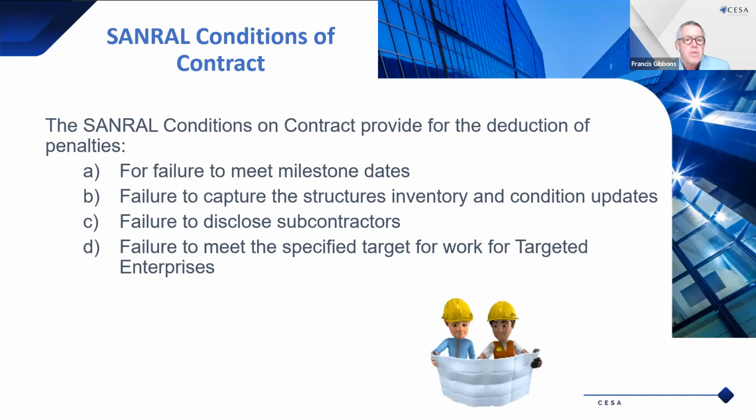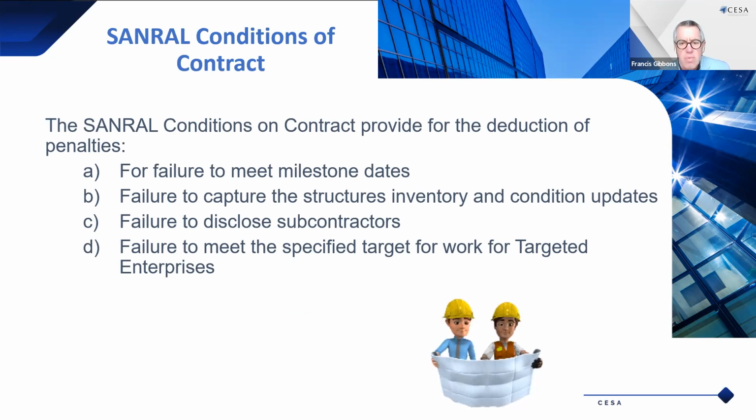The SANRAL conditions of contract have penalties for a number of aspects: for failure to meet milestone dates, failure to capture the structures inventory and condition updates, failure to disclose subcontractors, and failure to meet the specified target of work for targeted enterprises. Again, common values of the penalty for failure to meet a milestone date is around 2,000 Rand a day, up to a maximum of 10% of the contract sum.